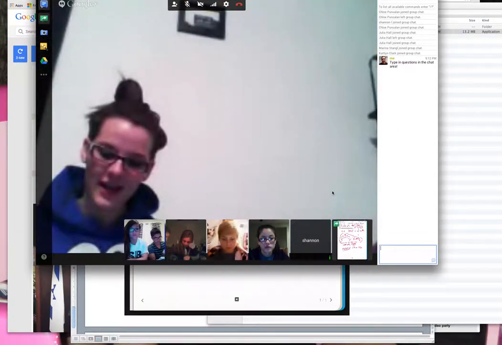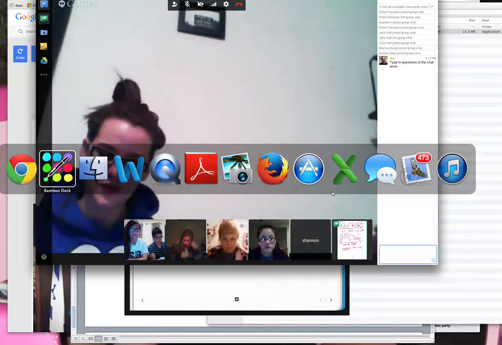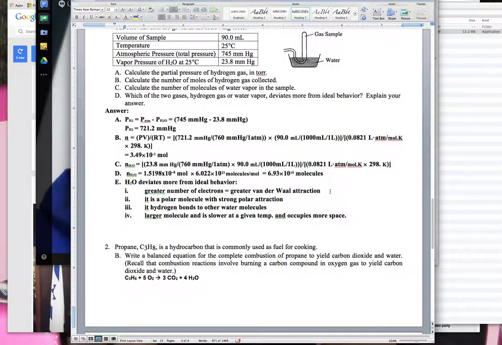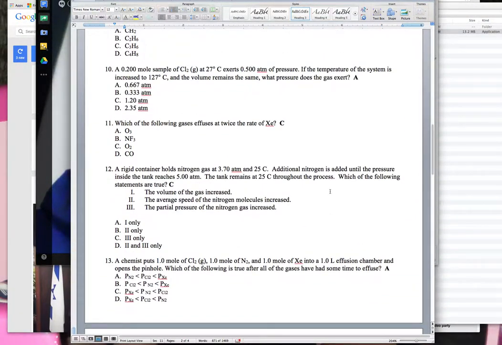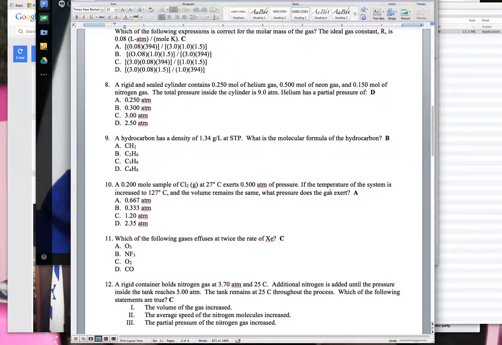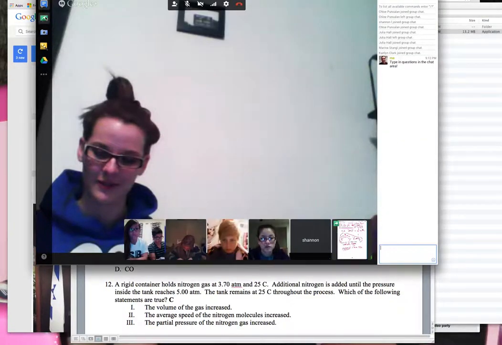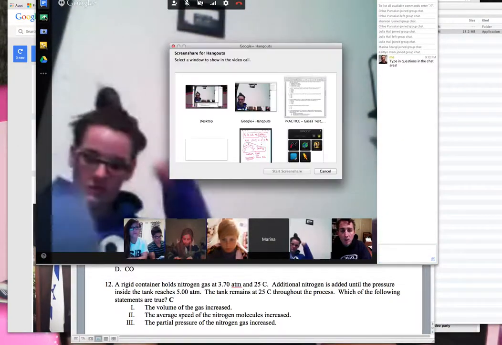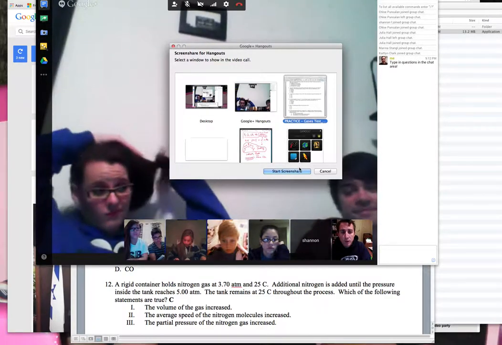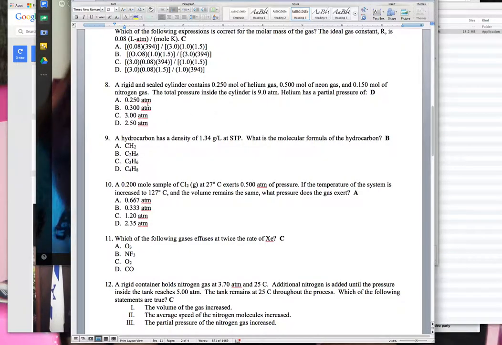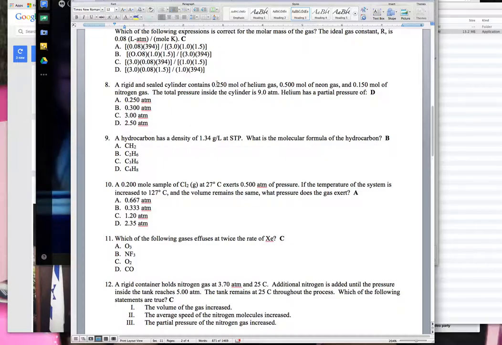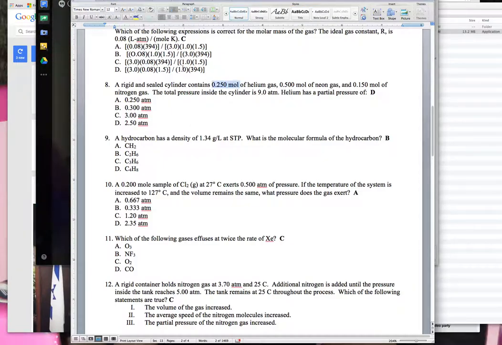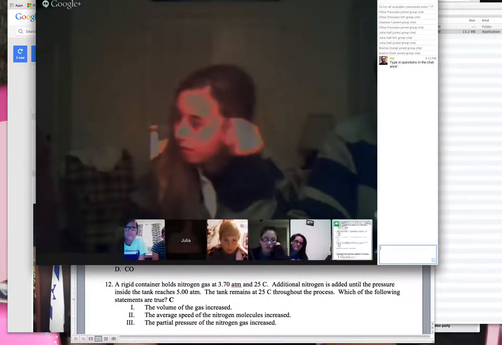Okay. It tells you all the moles for it, and then it says the total pressure is 9, and then it says what's the partial pressure, and I was confused because it told them, and then it was like, well, what? Okay, well, let me show it on the screen share first, and then I'll draw it up. So, can you see it now? This is number 8. Can you guys see it on here? Oh, yeah, it's there.